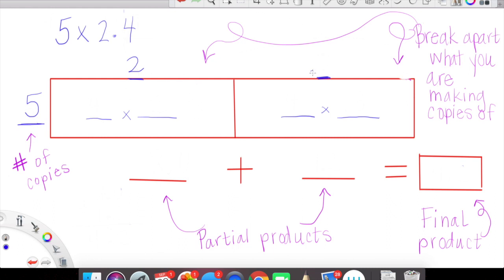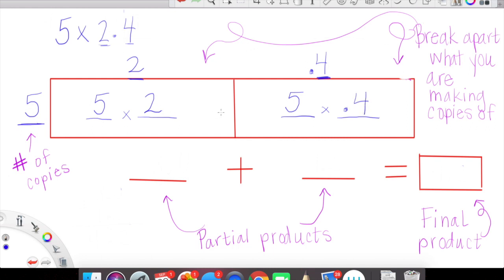This side is going to be labeled with 4/10. So we just cut that number into its 2 parts because there are 2 place values shown in the number. So we have our 5 copies of 2.4. Now on the inside of the rectangle, we're going to write out our multiplication expressions. Here we have 5 copies of 2. So that looks like 5 times 2. In this rectangle, we're looking at 5 copies of 0.4 or 4/10. So our expression will read 5 times 4/10.